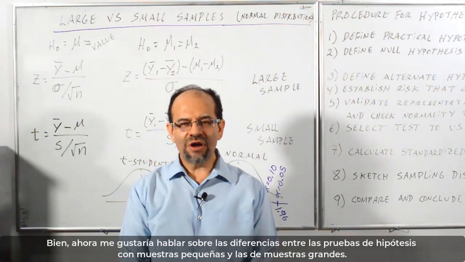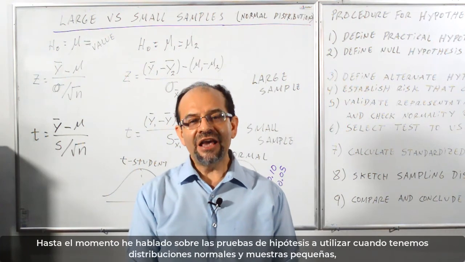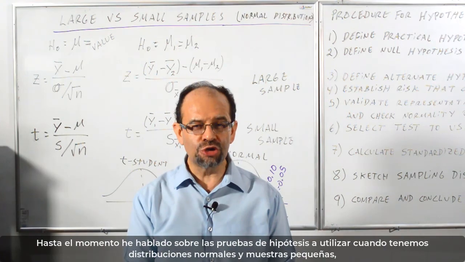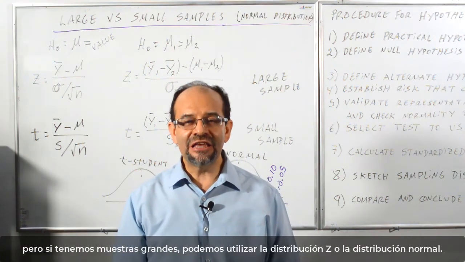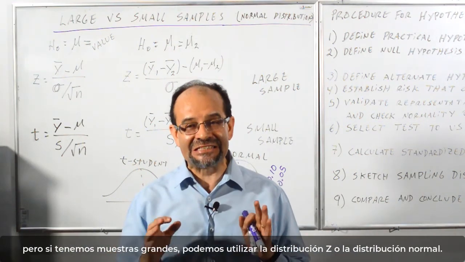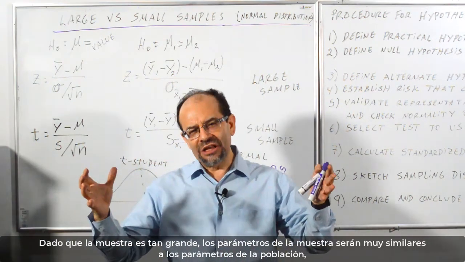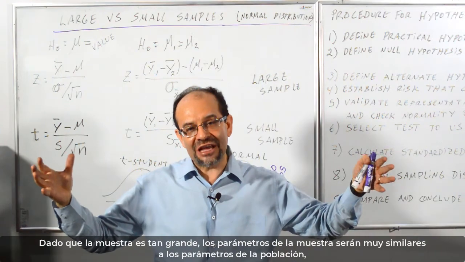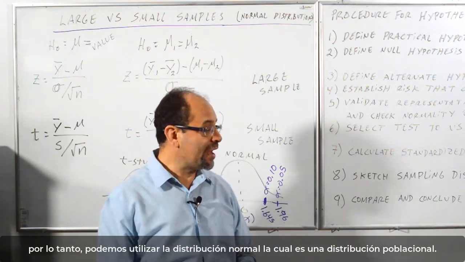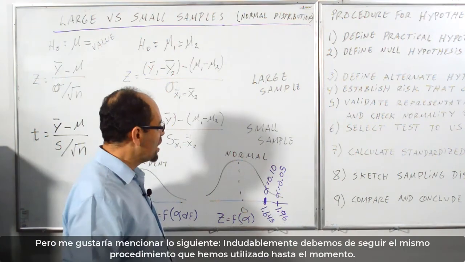Well, now I would like to talk about small samples and large samples. I have already taught what hypothesis test to use when we are having normal distributions and small samples. But if we are having large samples, then we can use the Z distribution or the normal distribution, because the sample is so large that the parameters of the sample will be very similar to the parameters of the population. Therefore, we can use the normal distribution that is used for populations.